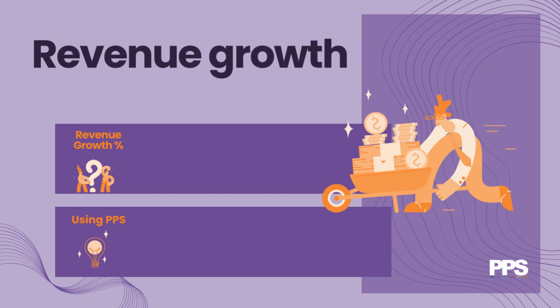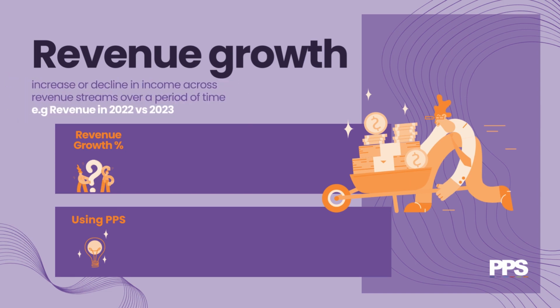So revenue growth. Firstly, what do we mean by that? If we were looking at tracking revenue growth as a KPI, we would be looking at the increase in income across revenue streams over a period of time. So the first step in monitoring revenue growth would be to define a time period. So that could be quarterly, annually, or more or less frequently than any of those measures. And you want to export the data for the chosen period of time.